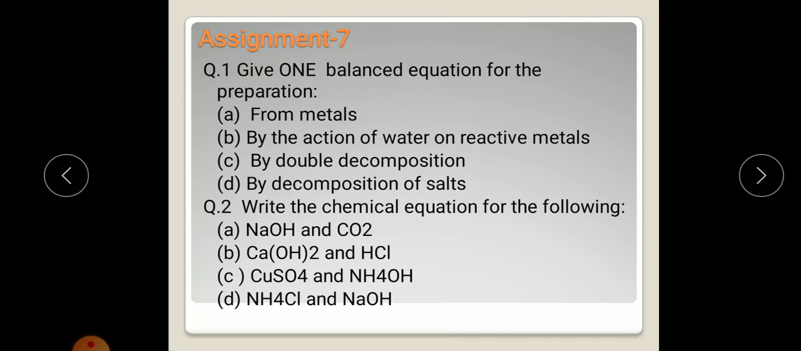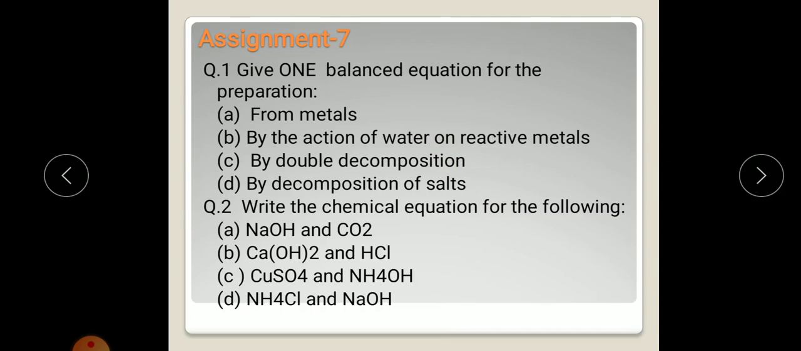Now your today's assignment number 7. Question number 1. Give one balanced equation for the preparation of base: A, from metals; B, by the action of water on reactive metals; C, by double decomposition; and D, by decomposition of salt. So you just give one balanced equation for each preparation of base.